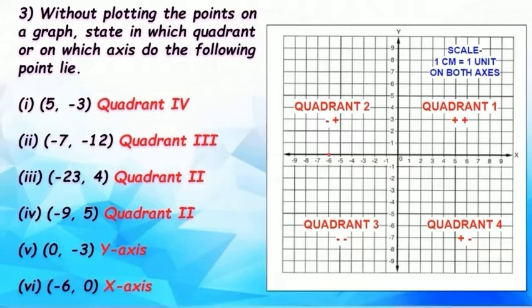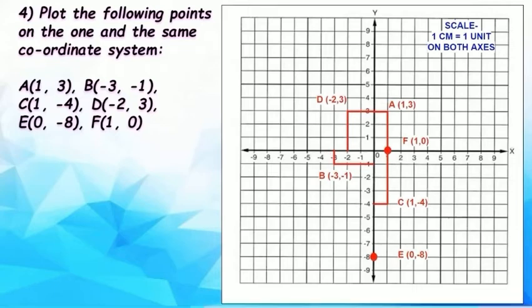Alright, let's move to the next question. It says, plot the following points on one and the same coordinate system, which means we have to plot all these points given to us on the same graph paper, that is on the same coordinate system. So what do we do? We take our graph paper, we draw the x-axis and y-axis, we write the scale. Don't forget to write the scale. The scale here is 1 centimeter equals 1 unit on both the x and y axes.